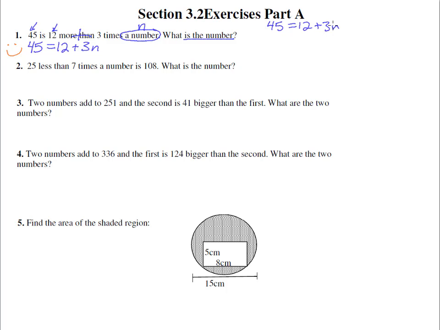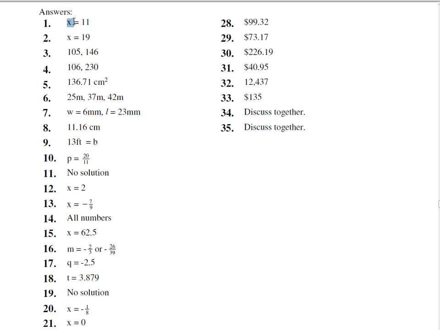We need to get n by itself, so we subtract 12 from both sides to get rid of the 12. So we have 33 equals 3n. Now, how do we get rid of the 3? We divide by 3 onto both sides, and we have n equals 11. So our number is 11. Now, if you chose to use a different variable, such as x or p, that is what would be equal to 11. Let's check our answer. And yes, indeed, the book used x, but that's all right. We used n. X is 11.